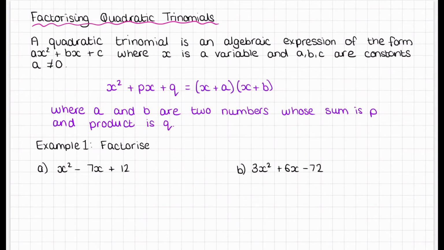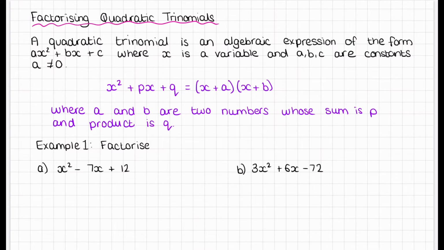Hi everyone, and my final factorising video is on factorising quadratic trinomials. So a quadratic trinomial is an algebraic expression of the form ax squared plus bx plus c, where x is a variable and a, b, c are constants, and a cannot equal 0 because then it would no longer be a quadratic.